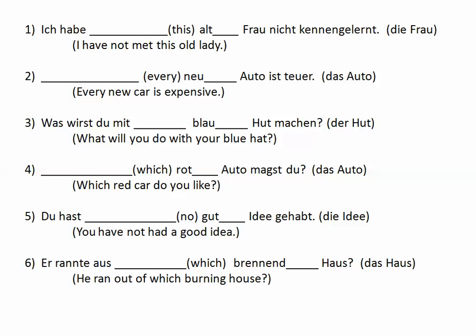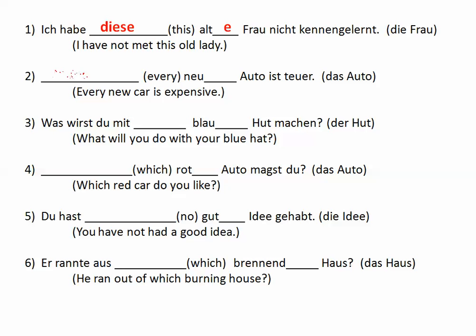Okay, so let's take a look at some examples of how we do this. In this sentence, I have not met this old lady. The old lady here is the direct object, so it's accusative. And in the accusative, remember, der changes to den, die and das stay the same. So die Frau is going to stay die Frau. But we want to say this, so we're going to take the -e from the feminine and put it on dies, and we get diese. Ich habe diese alte Frau nicht kennengelernt.